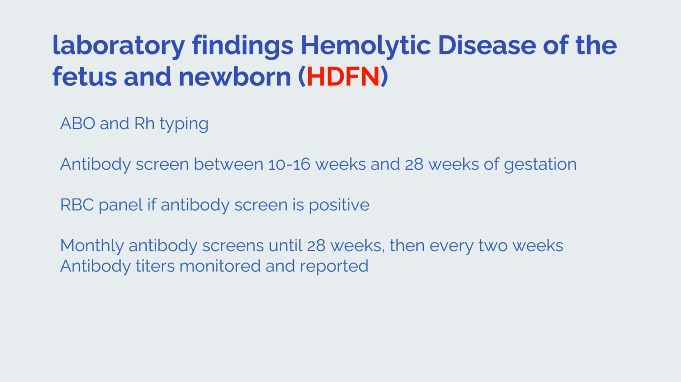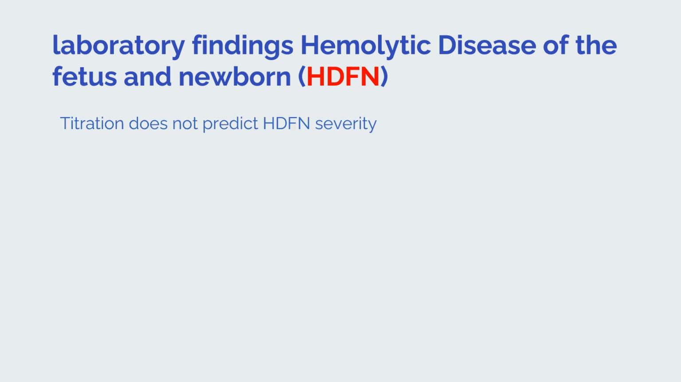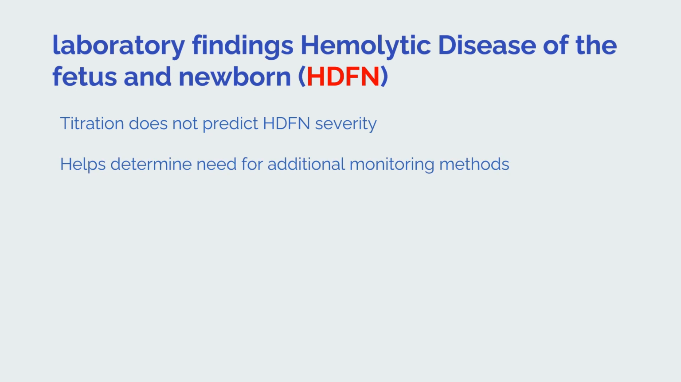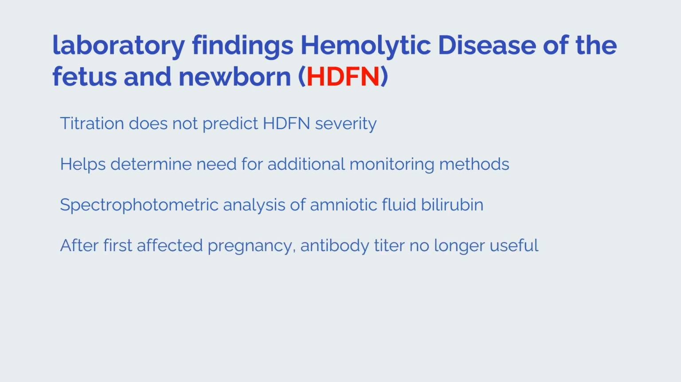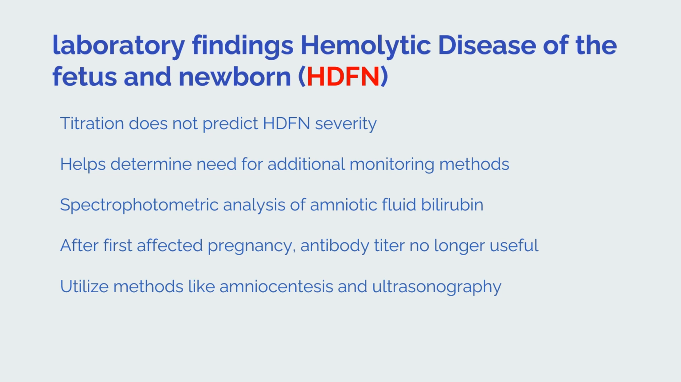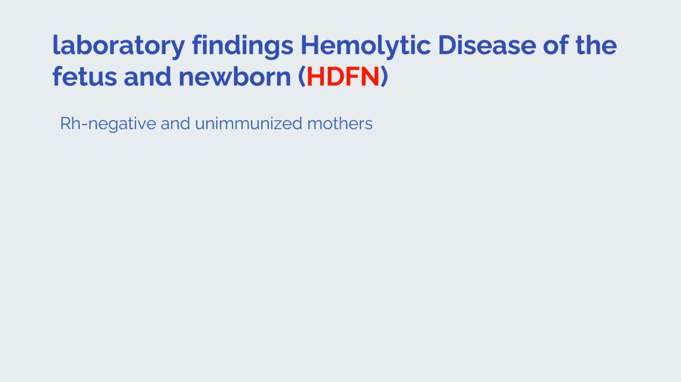It's important to note that the titration of the antibody does not predict the severity of HDFN but helps determine when additional monitoring methods should be employed, such as spectrophotometric analysis of amniotic fluid bilirubin. After the first affected pregnancy, the antibody titer is no longer useful for monitoring, and other methods like amniocentesis and ultrasonography are utilized.